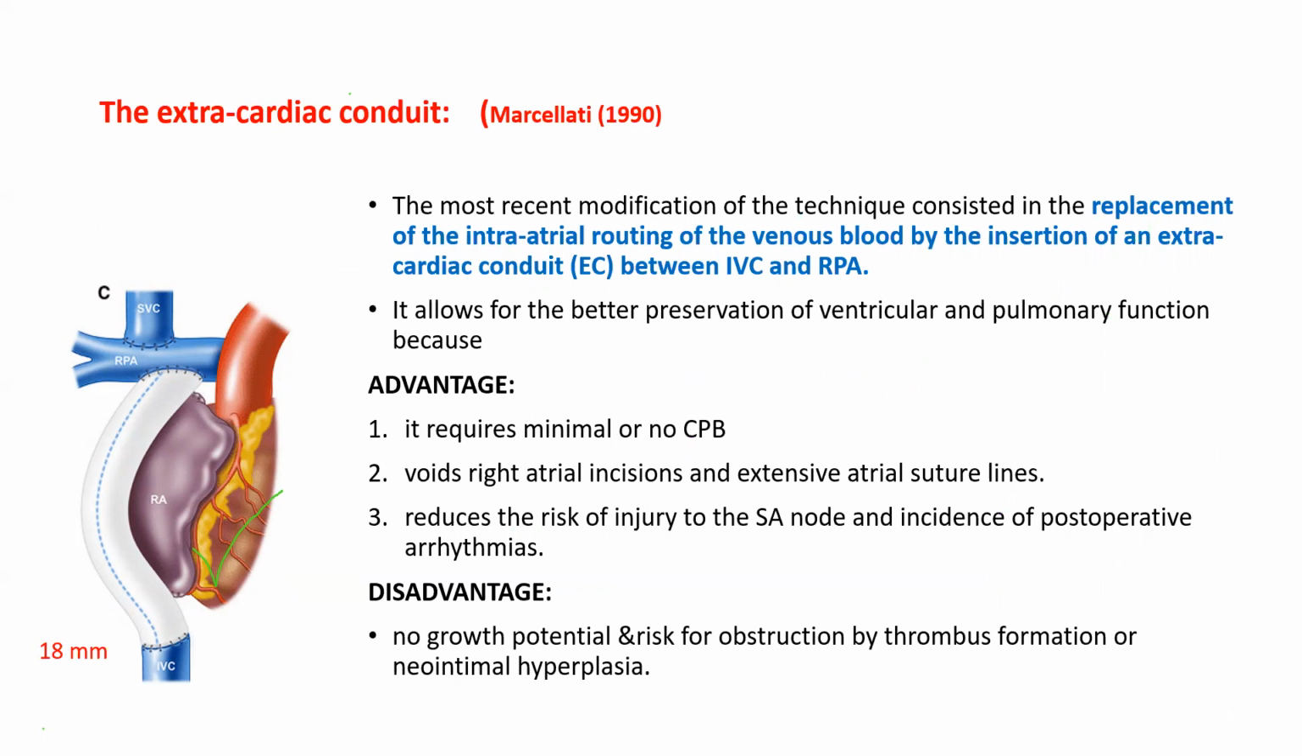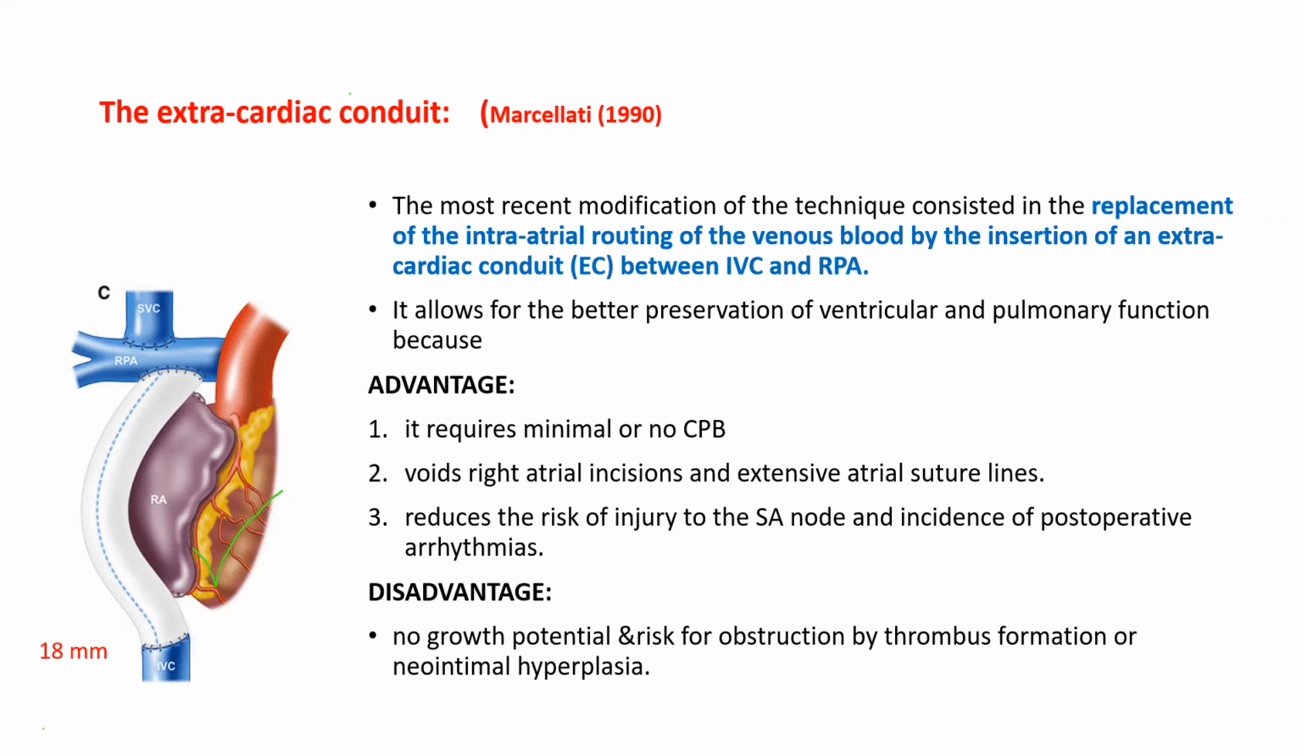Right. So apart from the lateral tunneling, the next is the extra cardiac conduit. This is the recent modification. In this case, there is intra-arterial routing of venous blood by insertion of an external conduit. The advantages: it requires minimal bypass time, and no cardiopulmonary bypass. It does not require a right atrial incision and the sutures are fewer, so the risk of injury to the SA node and post-op arrhythmias are also less. These are all the advantages.